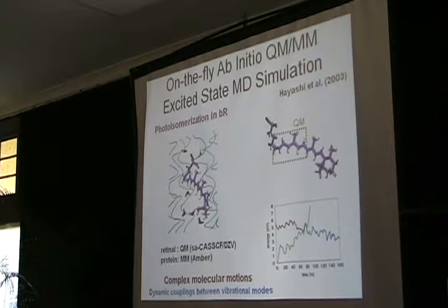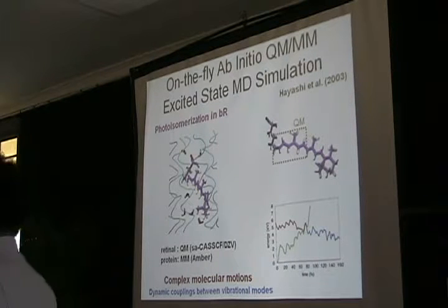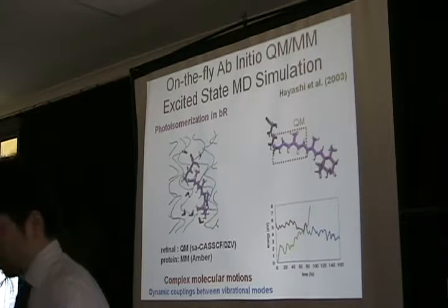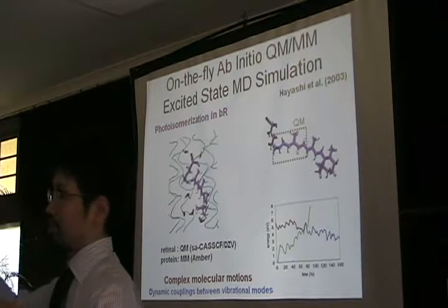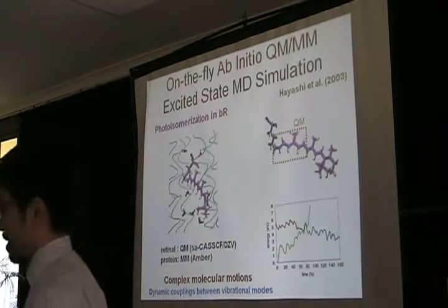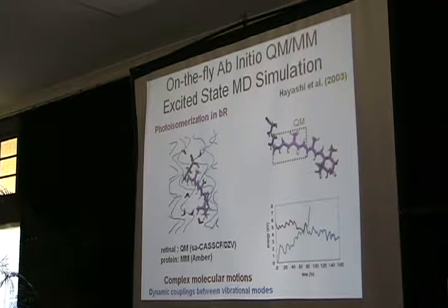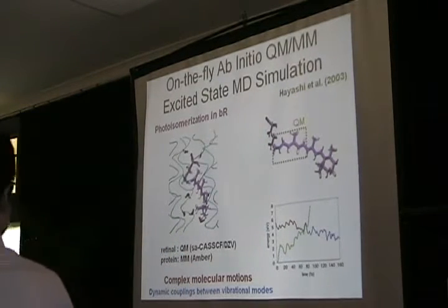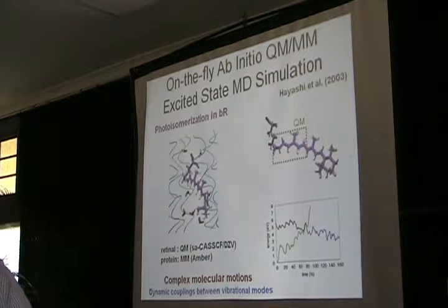The problem is that in order to simulate this kind of excited state process, one method we could use is MD simulation. However, it's really difficult to construct the potential energy surface of the excited state because it has a really complex nature. So what we did was use the QM/MM method to directly calculate the molecular dynamics. This is a molecular dynamics simulation of the excited state using the QM/MM Hamiltonian.